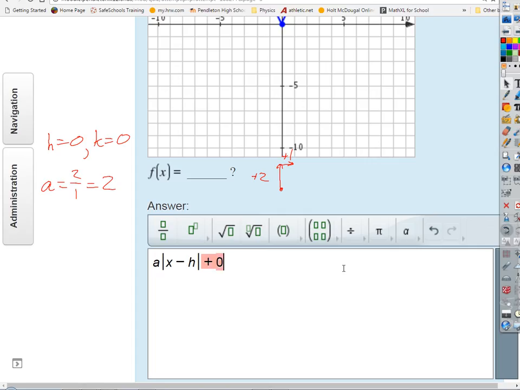If I put 0 there on the end, I don't have to put plus 0, right? I can just get rid of it. Same thing here. X minus 0 is just X. Then out front, all I need is a 2. So that's my answer right there. Okay?